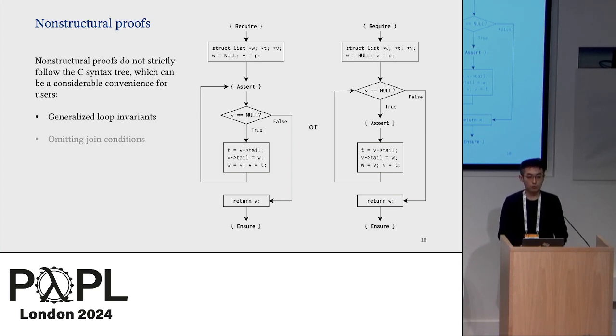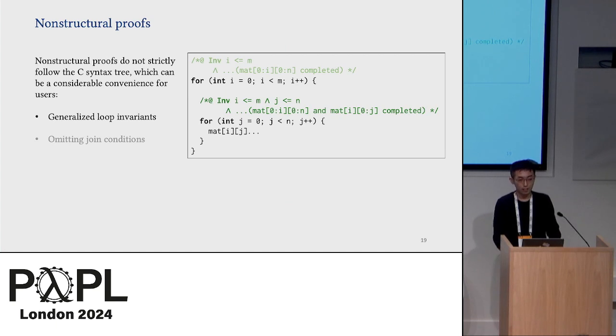In fact, the linked list reversal example shown before uses a generalized loop invariant. The invariant is placed after the test of the loop condition rather than before it. Though in this example, the generalized loop invariant does not have an obvious advantage over traditional loop invariants. So we can see this example here. This is a program to enumerate a matrix, which is a nested loop.